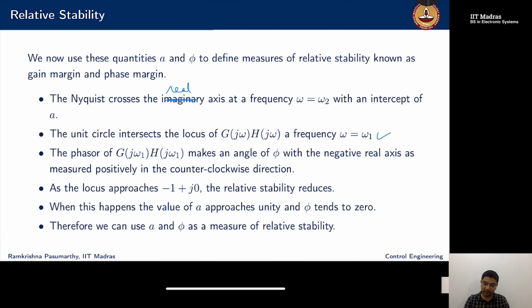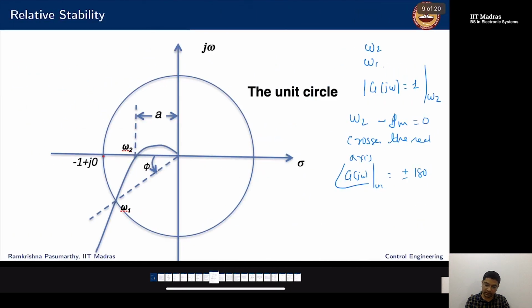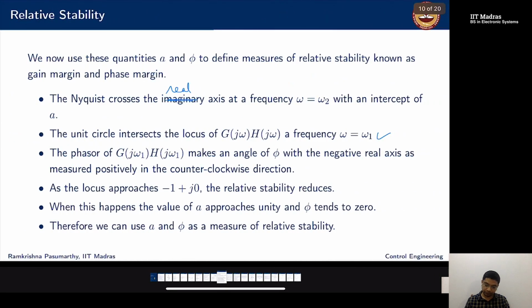So what is phi? Phi is the phasor which I start from the origin. I look at this point omega 1, and this will be my angle phi. The phasor makes an angle of phi with the negative real axis, as measured positively in the counterclockwise direction. That's the convention we have been using since the beginning. As the locus approaches -1 plus j0, the relative stability reduces, and this happens when the value of A approaches unity and phi tends to 0.